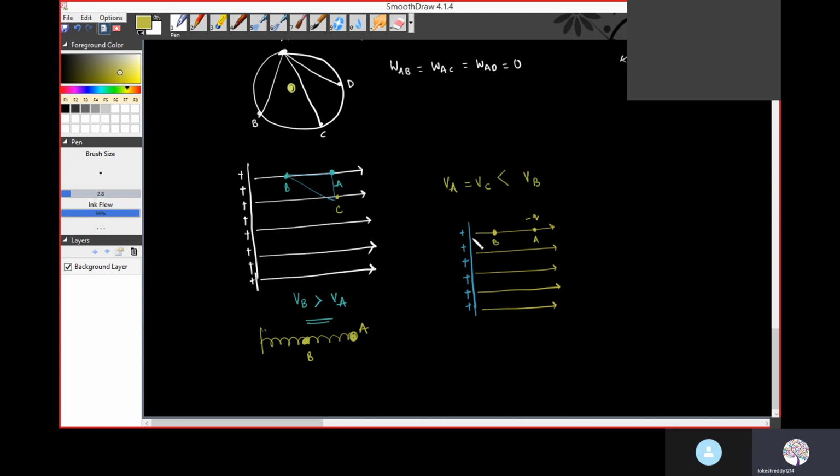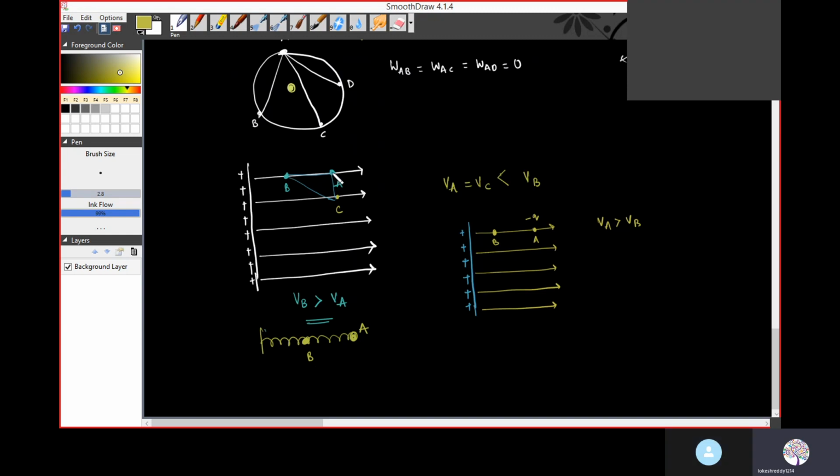Here, work is done by the field, not by an external force. So what happens here is the potential decreases. If this is an electron, then the potential is going to decrease. If it is a negative charge, then the potential of A is greater than the potential of B. So here the potential decreases.